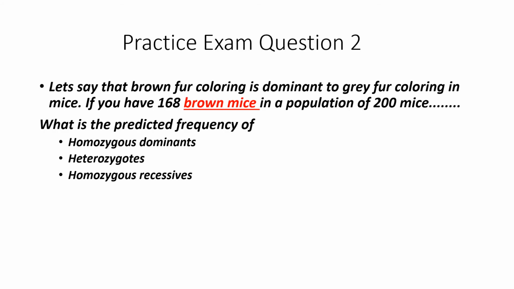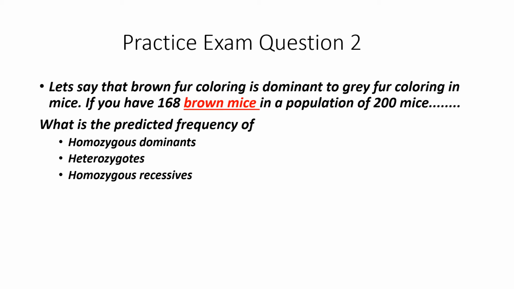Let's have a look at another question. In this particular question, we're looking at fur color in mice, and we've got a brown and we've got a gray. Now it tells us that the brown is dominant to gray, and it tells us about population size, and it tells us about the number of organisms. What it doesn't do is start off with any kind of indication of what allele letters we're going to use. So let's make it easy on ourselves.